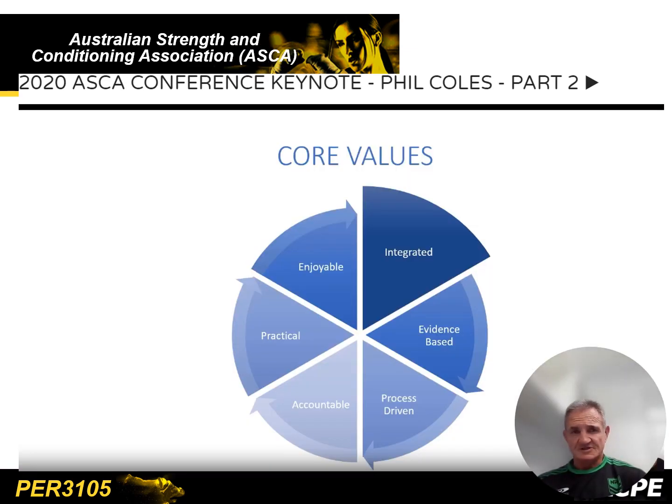Further in his presentation, Phil elaborates and talks about his own set of core values and defines all 6. First, he talks about integrated. So work as a team with coaches, medical, high performance and athletes. 2, evidence-based. All programming needs to be evidence-based. Process-driven. If we do not follow processes, you will not find out what areas require improvement and what is working and what is not.